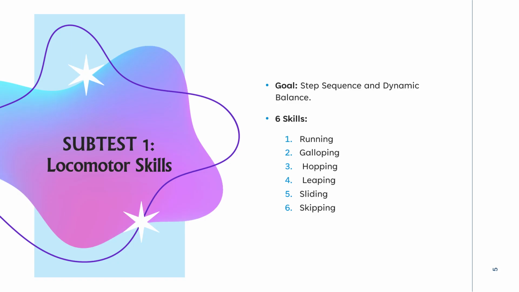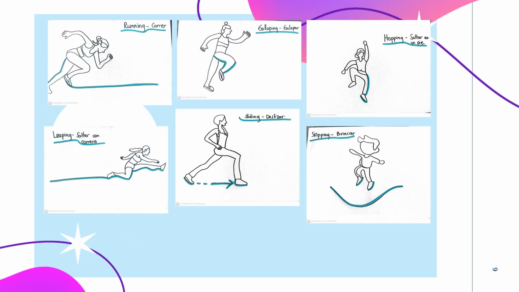Next, let's look at subtest 1, locomotor skills. This subscale measures the quality of movement execution in 6 key abilities. The general goal is to assess step, sequence, and dynamic balance. Running evaluates alternating support and the flight phase.